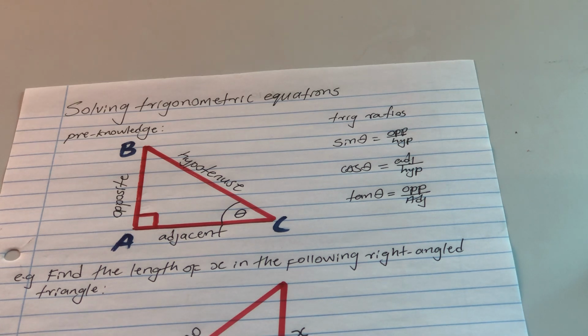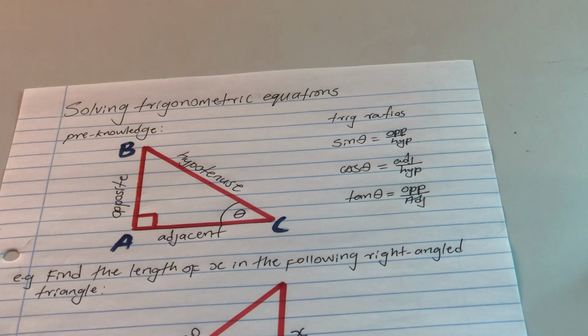Before we attempt to answer one question here, there is something that one must know, which is called pre-knowledge. This knowledge will enable us to be able to answer any question relating to solving trigonometric equations.